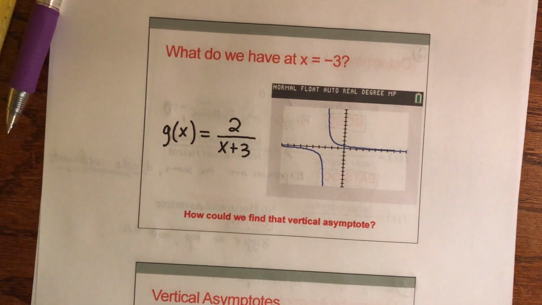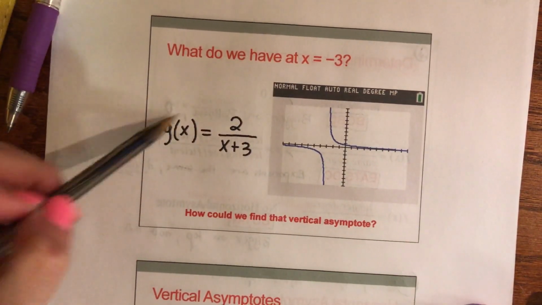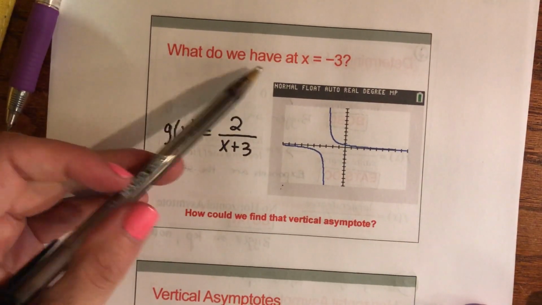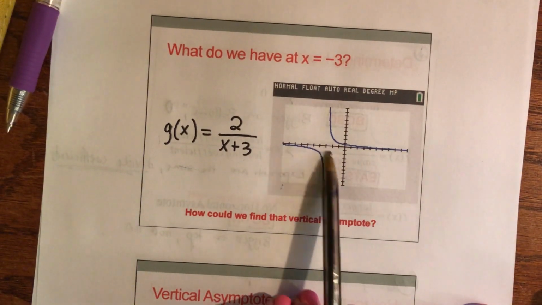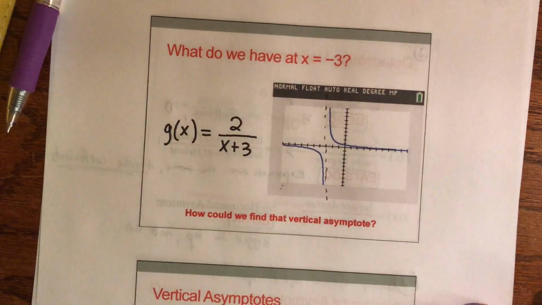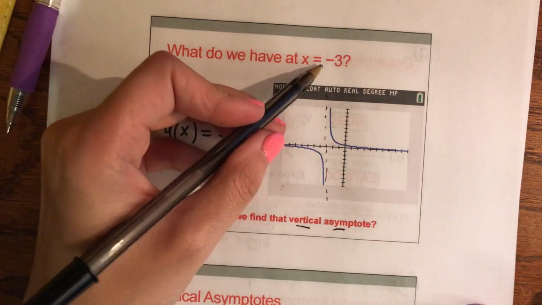All right, welcome back. So we're going to take a look at vertical asymptotes now. So I just have a little intro to this. We've got our rational function right here. Here's a graph. And what I'm wondering is, what do we have at x equals 3? So if we're looking at the x-axis here, sorry, at -3. Okay, what do you notice that is? We do have a vertical asymptote at x equals -3.